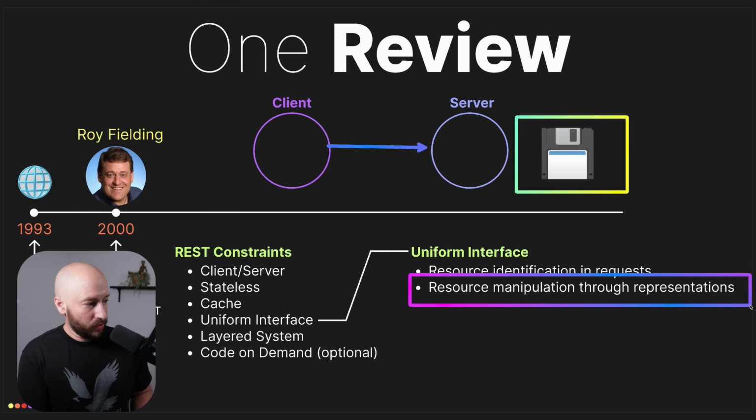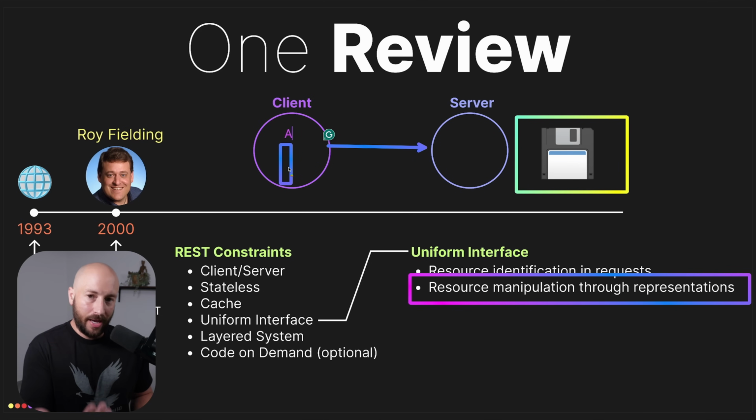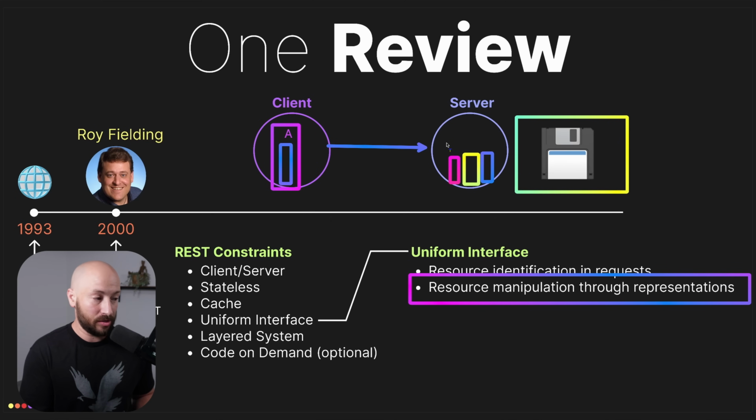The next one is resource manipulation through representations. So like we said, over here, we have A. The client requested A and it got it, and now it's sitting in the client. If the client wants to do manipulations on A, so update data, delete this resource, et cetera, it can do it on this A representation, which like we said, may be different than the XYZ representation that we have in the server. So basically we have the server needing now to respect manipulation on this A, which is a representation of the resource.